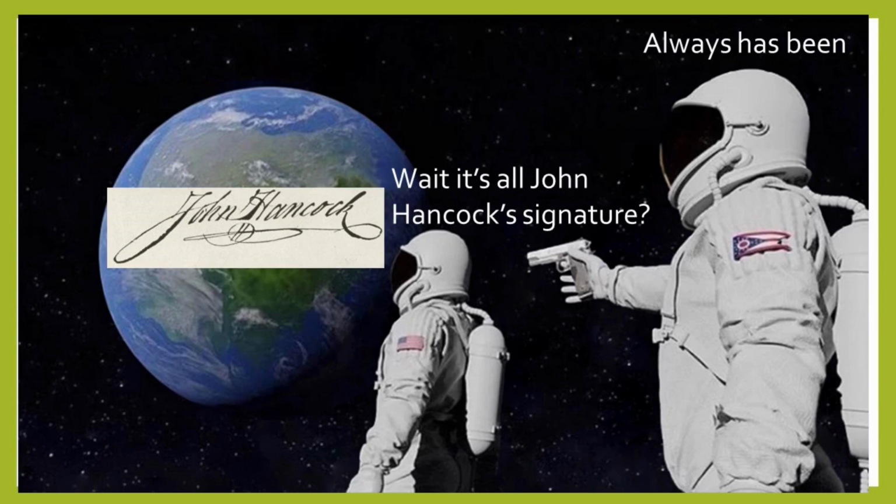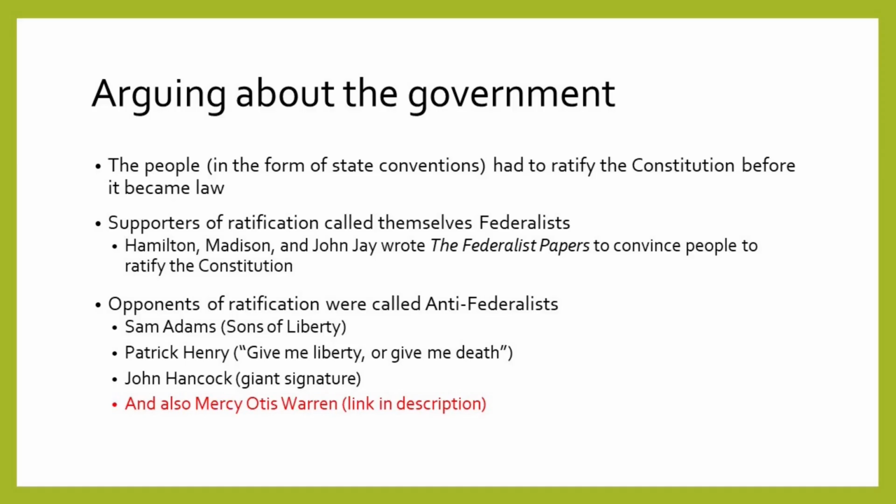One other anti-federalist I want to mention is named Mercy Otis Warren. Her essay includes a numbered list of her complaints about the Constitution, which makes it significantly easier to skim than most writing from this time. I'll link to it in the description, but the main thing you need to know is that Warren and the other anti-federalists believed the Constitution was incomplete without a Bill of Rights to protect certain individual freedoms.